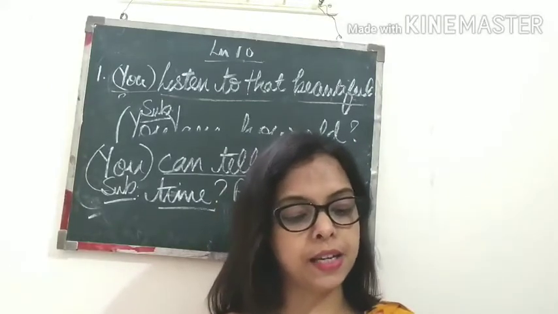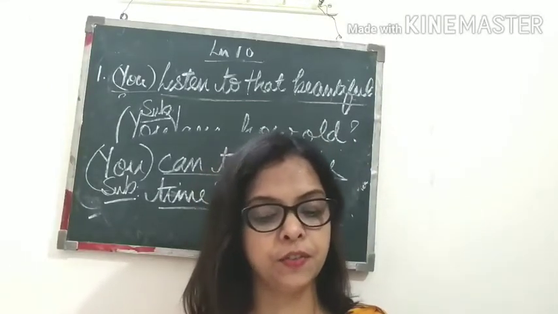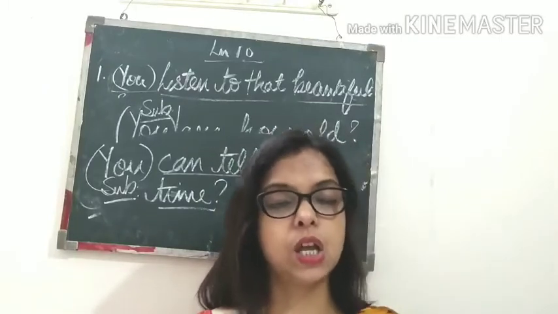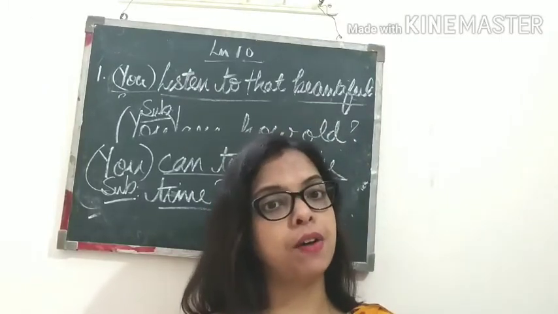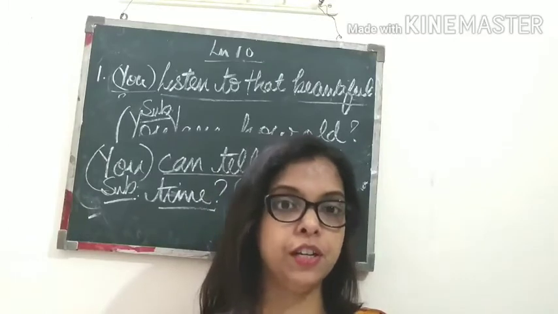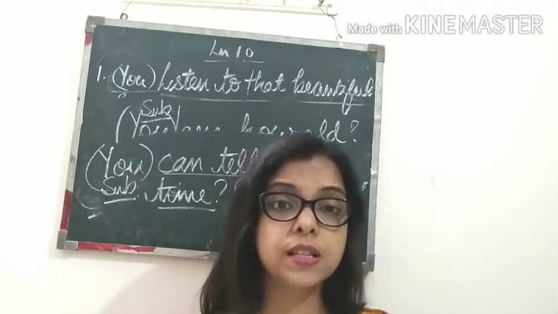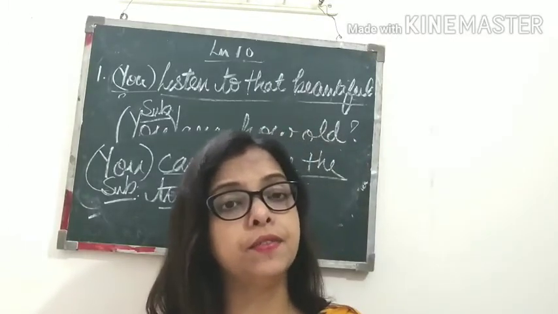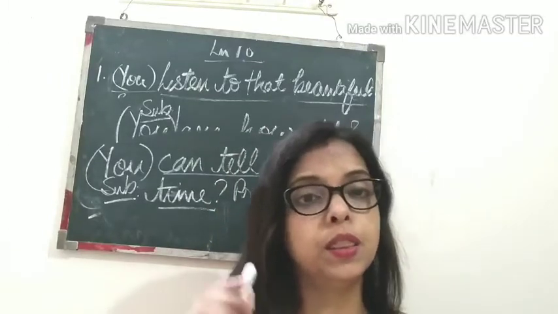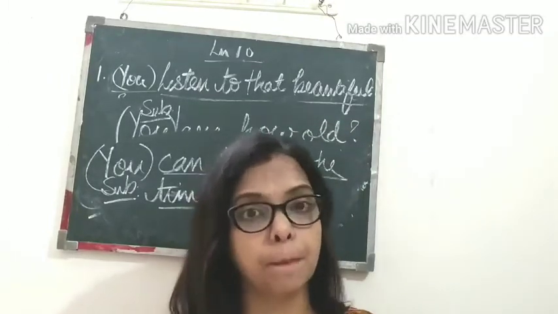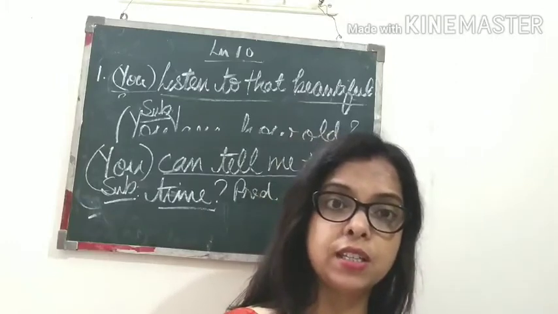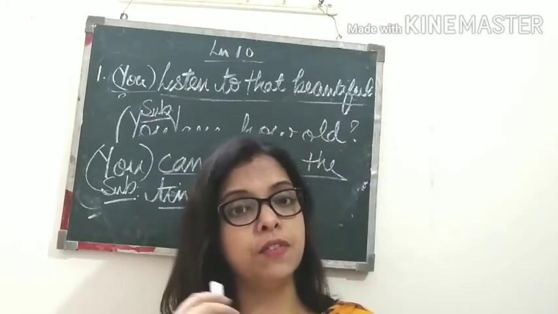Pick out the finite verbs and simple infinitives from the following sentences. So children, I have explained to you about finite verbs and infinitives, non-finite verbs. So what is the finite verb? A finite verb has to agree with the subject in number. Okay, if the subject is singular, the verb will be singular.